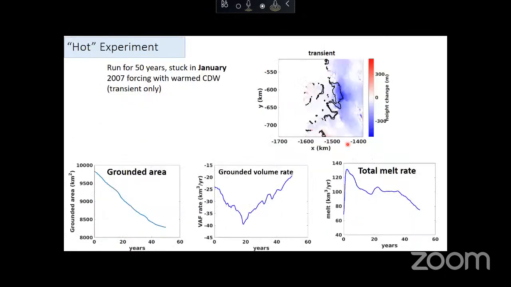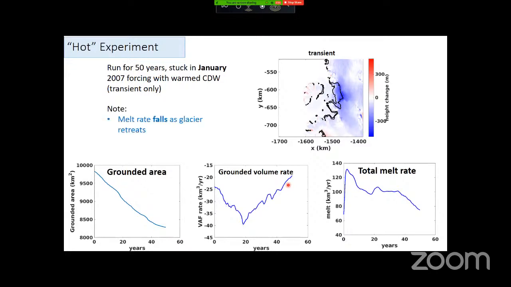So I just wanted to see how bad things could get. Instead of having a seasonal cycle in oceanic boundary conditions, I just kept oceanic boundary conditions frozen in the deep summer state in a very warm year. In that sense, melting here was as large as it could possibly have gotten. Volume of flotation dipped way, way down to 40 meters per year, but then recovered. So still, I didn't see any long-term marine instability.